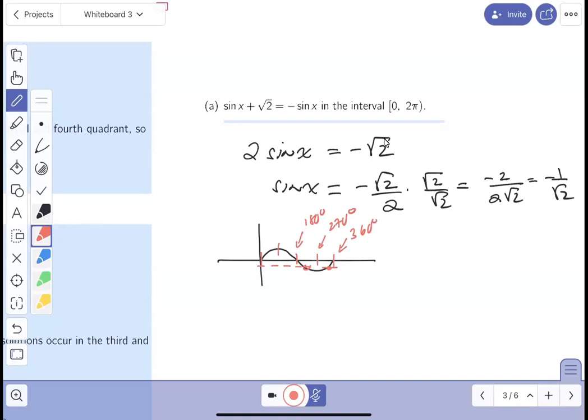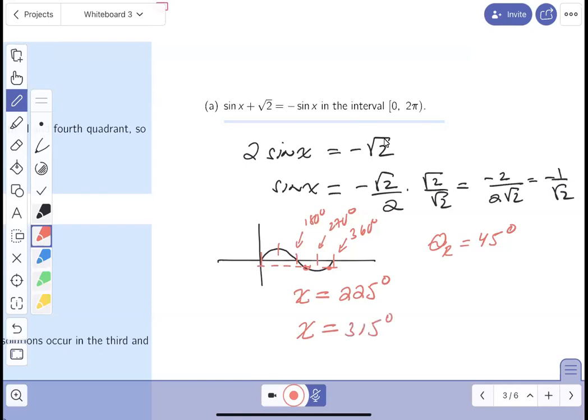So if the reference angle is 45 degrees, my question is, what's the angle? The angle is between 180 and 270, but with a reference of 45. So what's it going to be? 225 degrees. The other one, and again, they just want me to go between 0 and 360 degrees, we'll get this in radians later, is between 270 and 360 with a reference of 45. So that'll be 315 degrees.